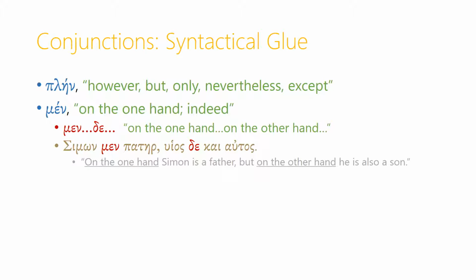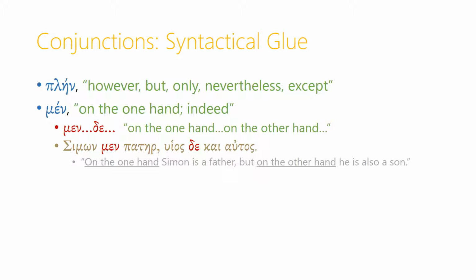Plen is a conjunction meaning however, or but, or only, and it's quite a strong disjunctive conjunction. In other words, marking a strong alternative to what's just been discussed.